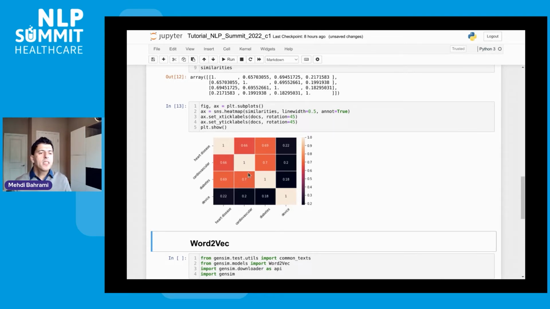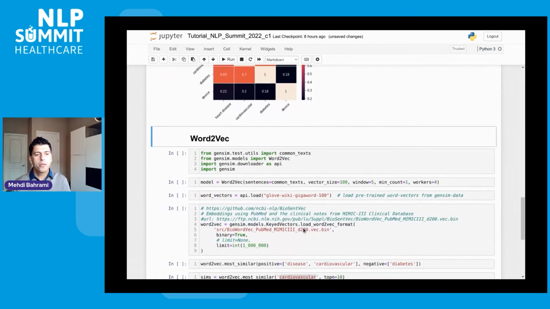So basically, as you can see, the diagonal shows the pair of itself and is always 100%. And now we're going to look at the word2vec model as we explained. Now we're going to load the models. There are a couple of pre-trained models that already exist.